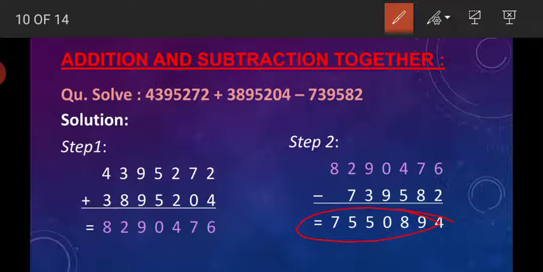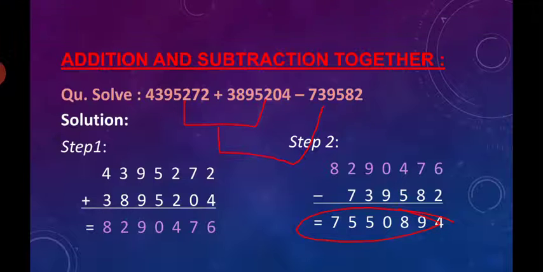Okay, when you are given this type of question, that is addition and subtraction in a single number, first you have to solve the first part. From the sum you have to subtract the second part. So in this way we got the result.